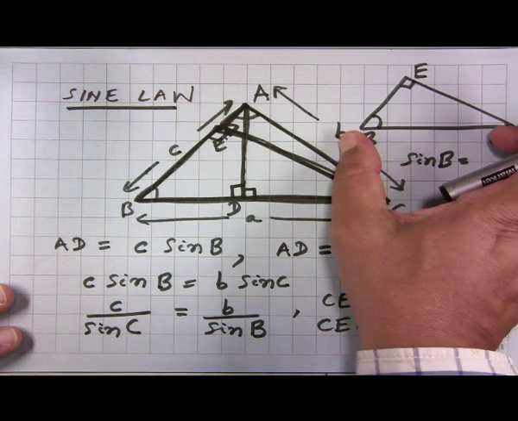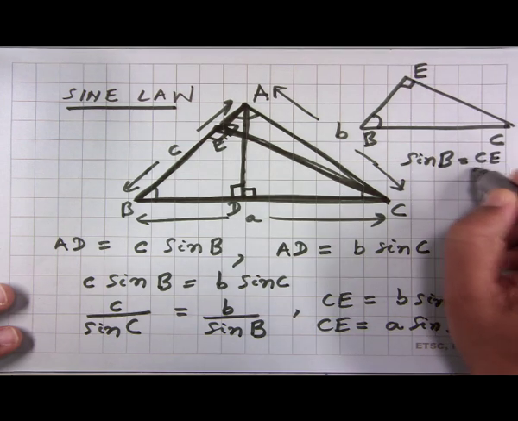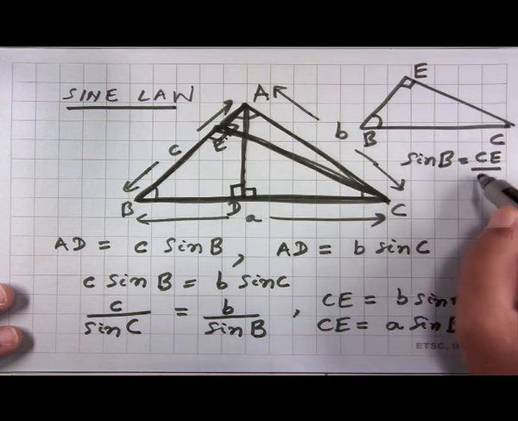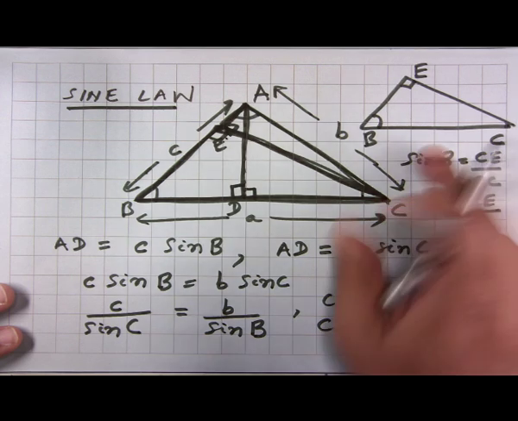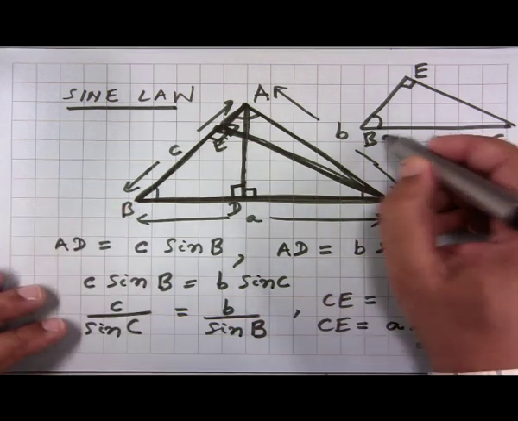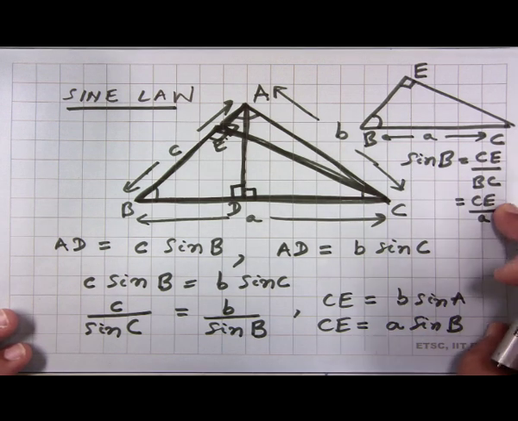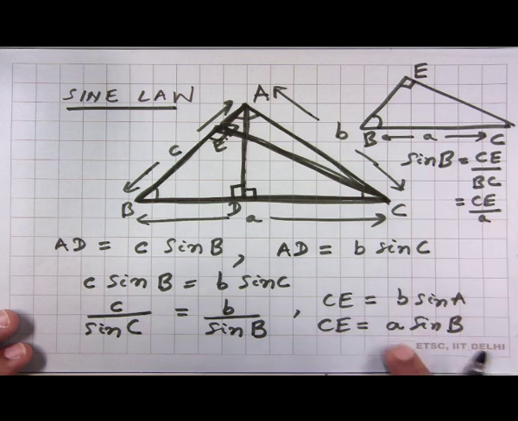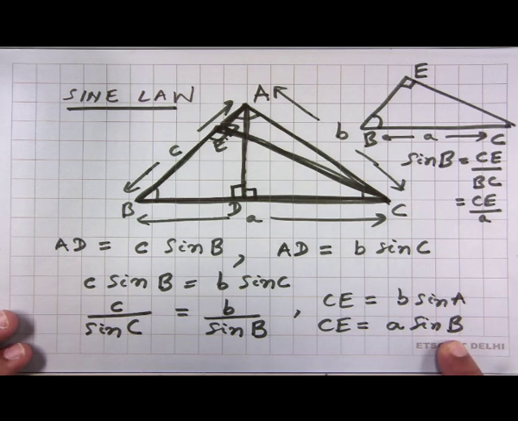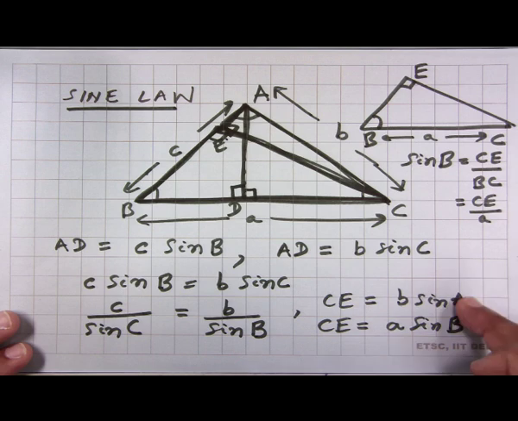equal to the side CE over the hypotenuse, which is BC, and BC is equal to A. So, we have sine B is equal to CE over A, and from this equation it follows that CE is equal to A sine B. And therefore, since CE is the same here, B sine A and A sine B are also equal.